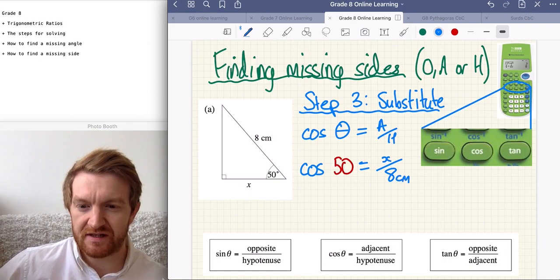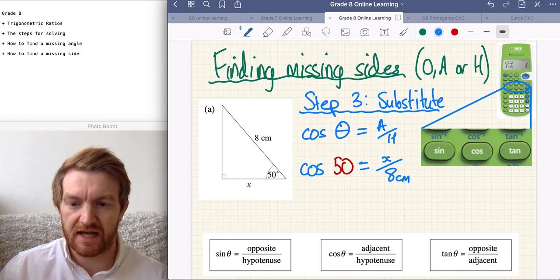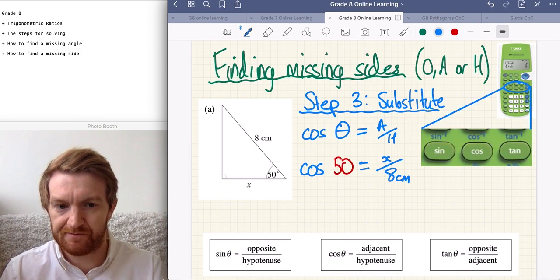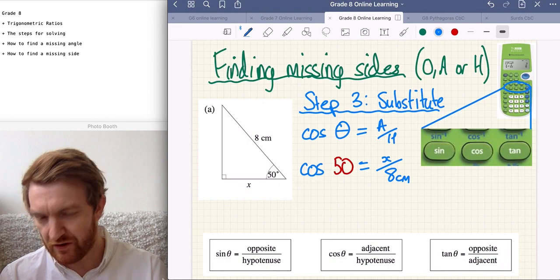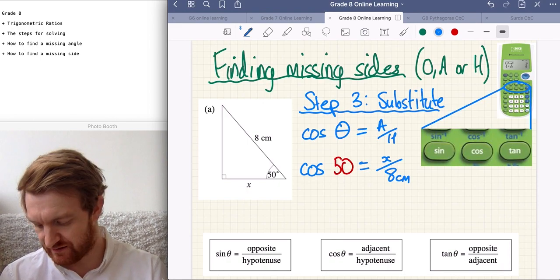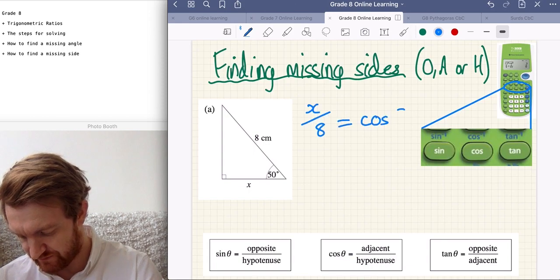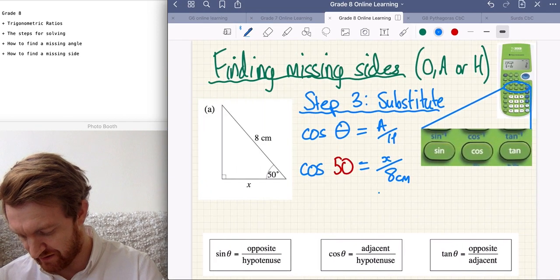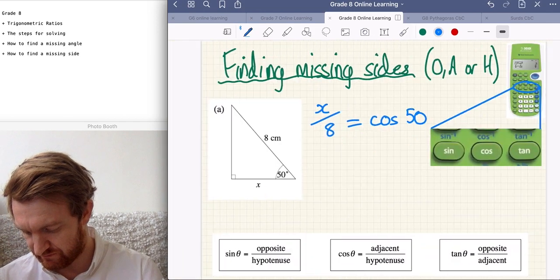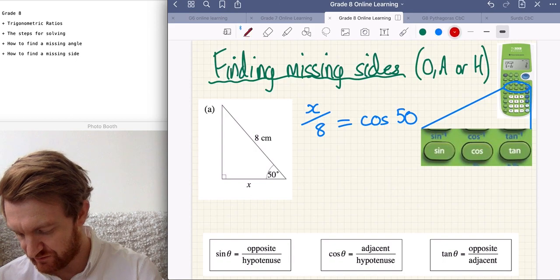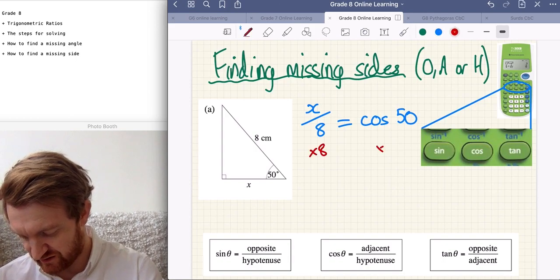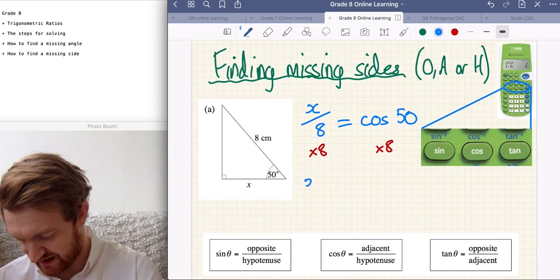So now we're left with a situation where we can't just type numbers into the calculator. We're going to have to do some rearranging. We've got a fraction which is x over 8. So we can think of this another way and say, well, x over 8 is equal to cos of 50. So we're just turning that around. To solve this equation, we need to multiply both sides by the denominator, which gives us x is equal to 8 times cos 50.